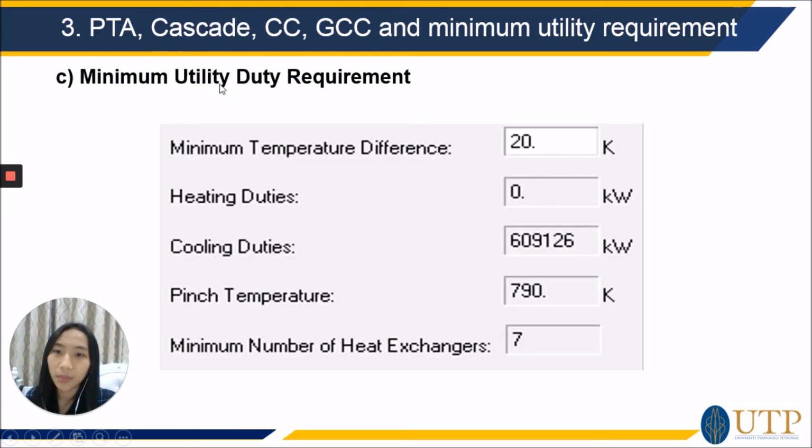Next will be the minimum utility duty requirement. HINT gives the minimum heating and cooling duties. However, it also provides the minimum number of heat exchangers, which is 7.